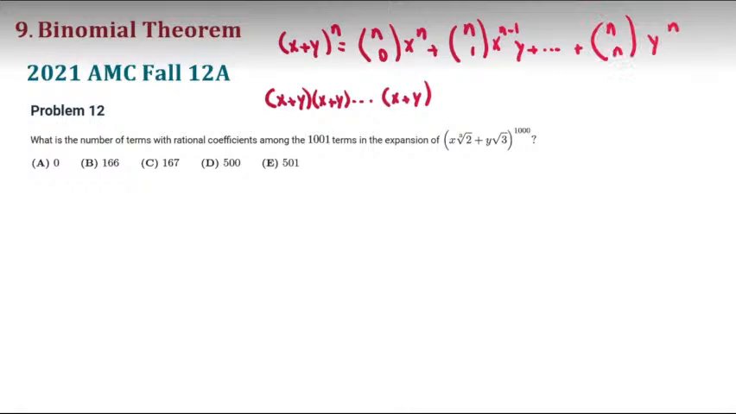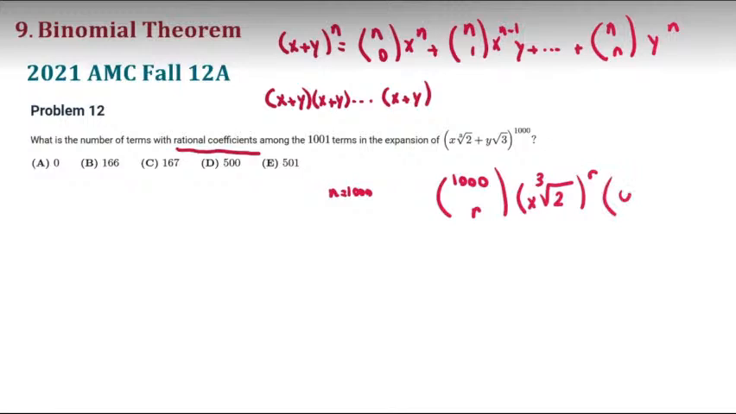Now, here the problem says, what is the number of terms with rational coefficients among the 1001 terms in the expansion of x times cube root of 2 plus y times square root of 3 to the power of 1000. We don't need the coefficients, we only want the coefficient to be rational. So n is 1000 here. It will be 1000 choose r times the first one, cube root of 2 to the power of r, times y square root of 3 to the power of 1000 minus r.